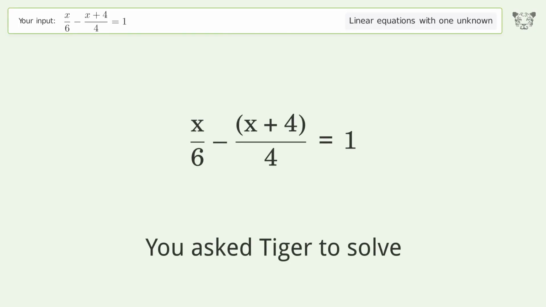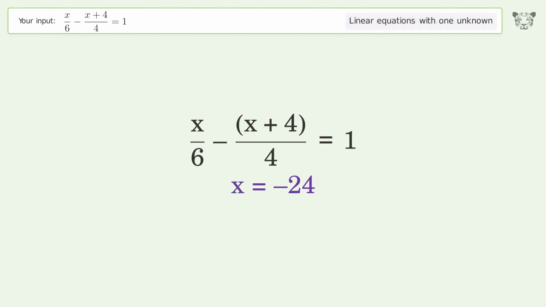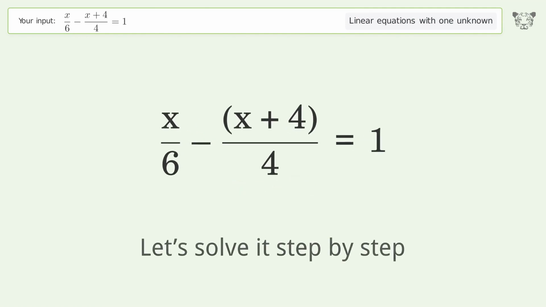You ask Tiger to solve this. This deals with linear equations with one unknown. The final result is x equals -24. Let's solve it step by step.